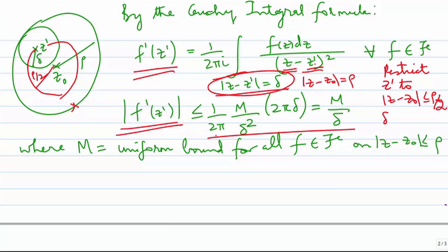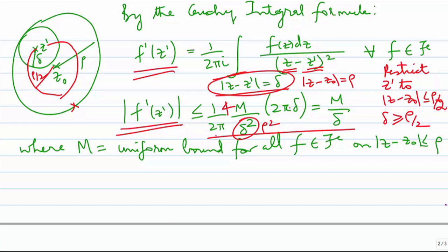Okay, and that distance is at least rho by 2. All right. And therefore, 1 by delta squared will become less than or equal to 4 by rho squared. So basically, instead of this delta squared, I will get a rho squared, and I will get a 4 here. The inequality will get reversed if you take reciprocals.